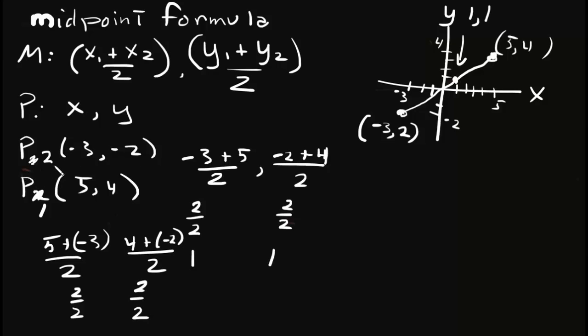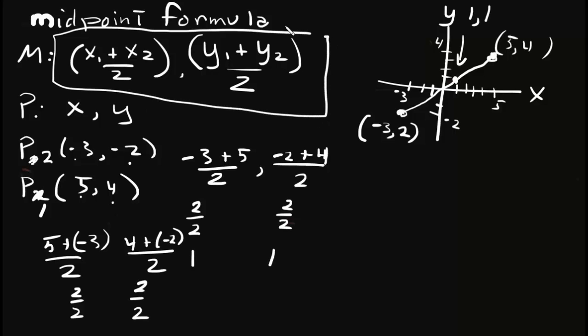So it doesn't really matter which point that you're given you choose to be point number 1 or point number 2. You just have to be consistent. Once you've decided that one of the points is point 1, choose your x sub 1 from there and your y sub 1 from there. And if you've decided that the other one is point 2, then your x sub 2 and y sub 2 will be taken from there. But this is the midpoint formula, and it always works.